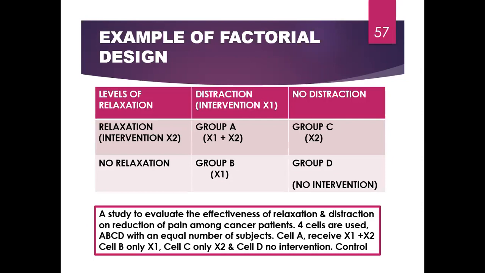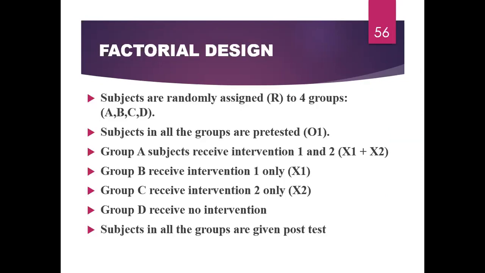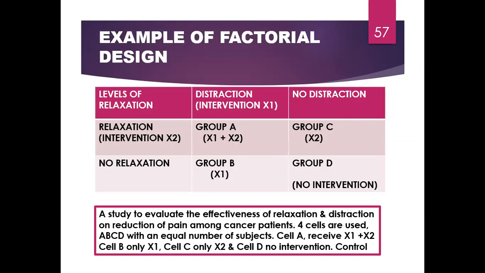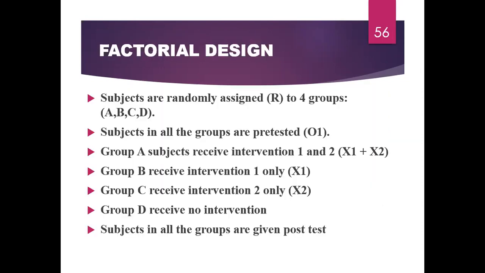Take a study to evaluate the effectiveness of relaxation and distraction on reducing pain among cancer patients. There are 4 cells being used, groups A, B, C, D, and there are an equal number of subjects in each cell. Group A subjects receive intervention 1 and 2, that is distraction and also relaxation, X1 and X2.